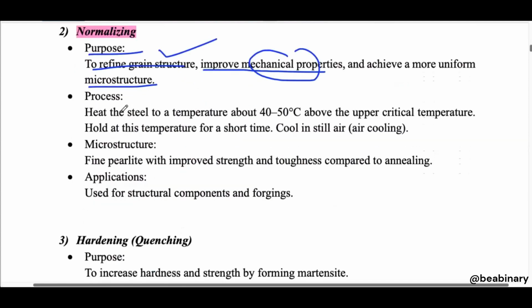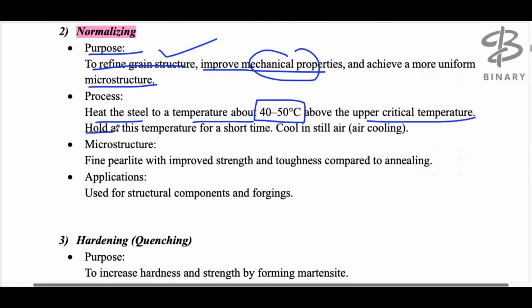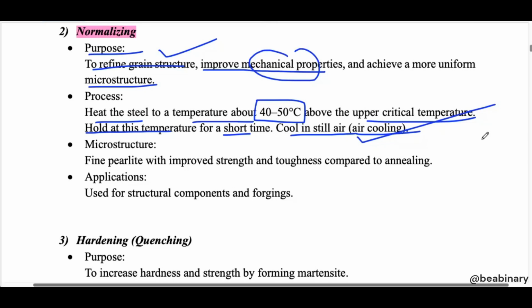The process is to heat the steel to a temperature of only about 40 to 50 degrees above the upper critical temperature, right? Okay, hold at this temperature for a short time and then cool in still air. So what we are doing here is not cooling them in a furnace; rather, we allow them to cool at ambient temperature, whatever normal temperature we are living in. We just keep that material out of the furnace.